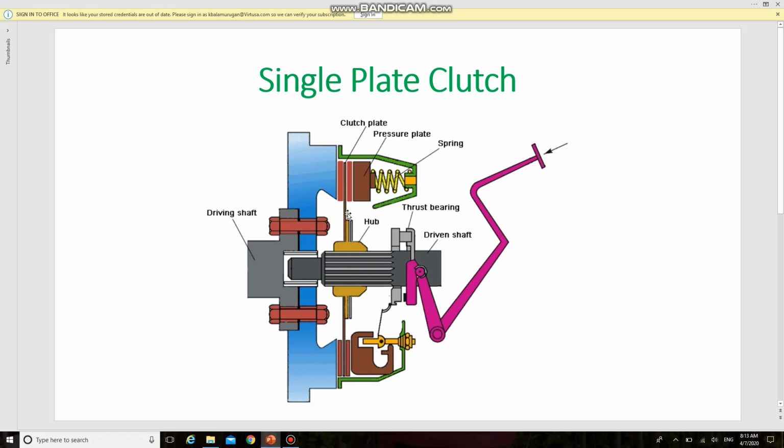So this is the construction and working principle of the single plate clutch, and this kind of question will be asked as 13-mark questions in university examinations. Sometimes it will be asked as 8-mark questions. So students, be prepared. The only thing is you have to draw this drawing, and based on this drawing you have to write the text, that is the explanation. So you have to include the construction, drawing, working principle, advantages and disadvantages of this type of single plate clutch. Prepare well. Thank you.